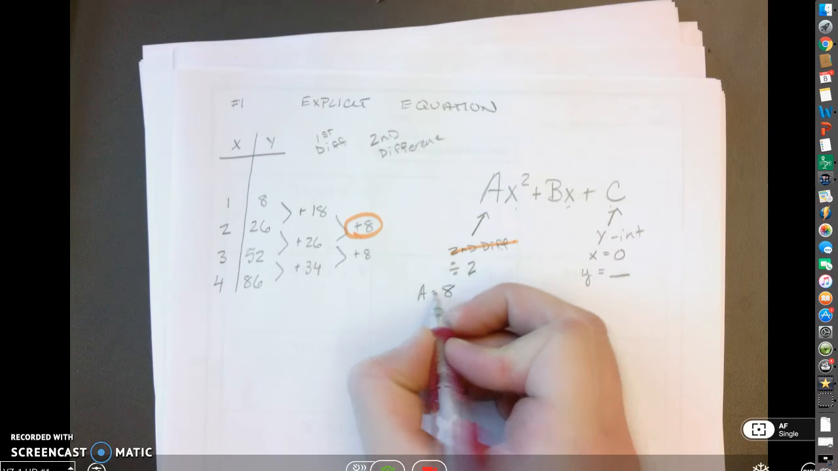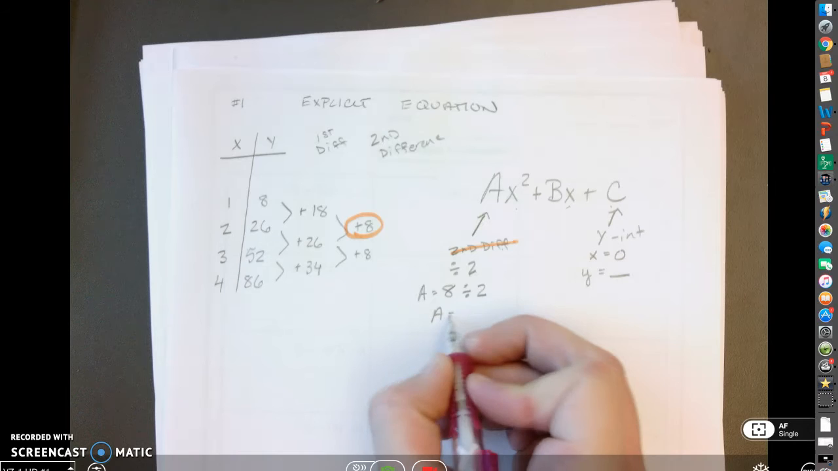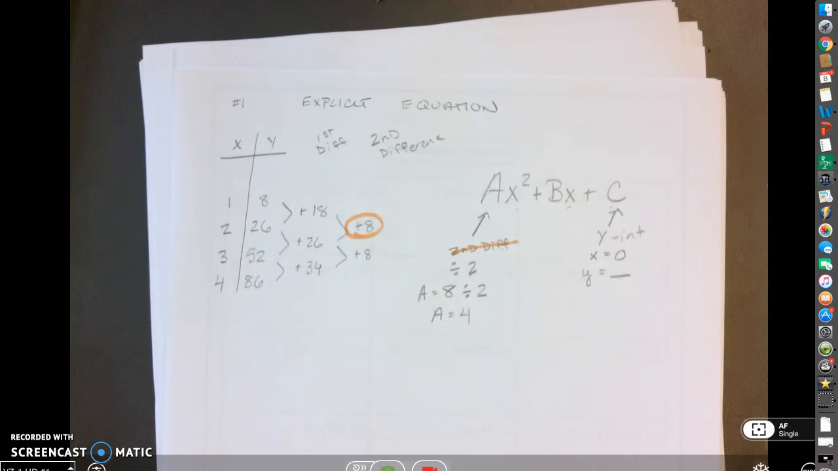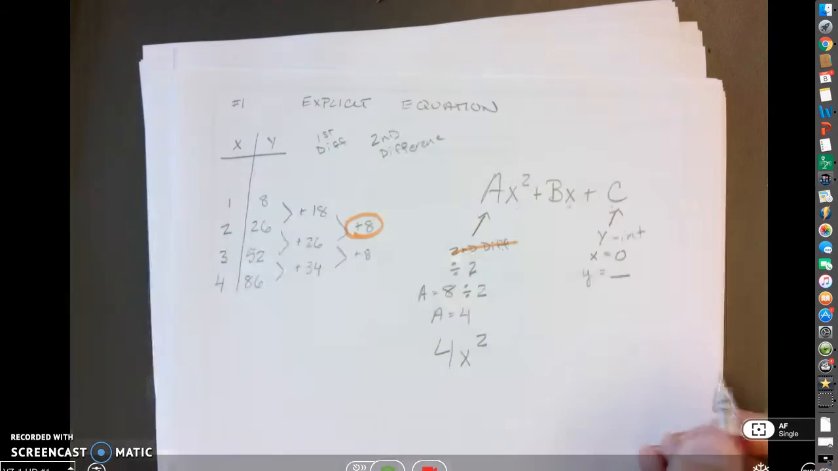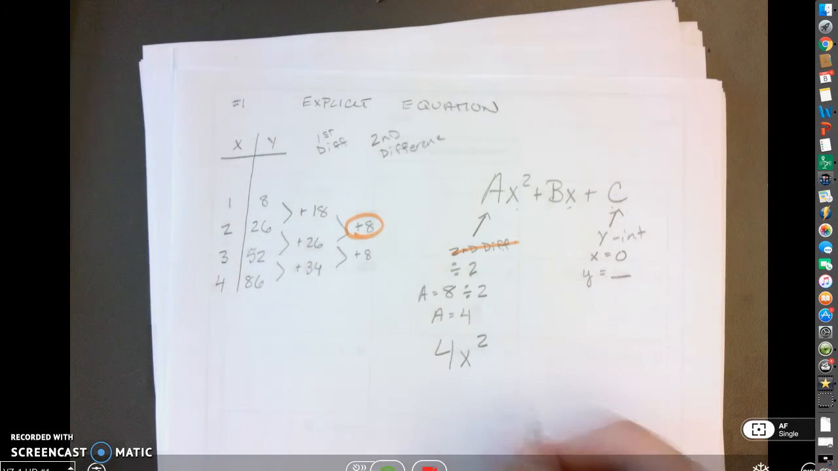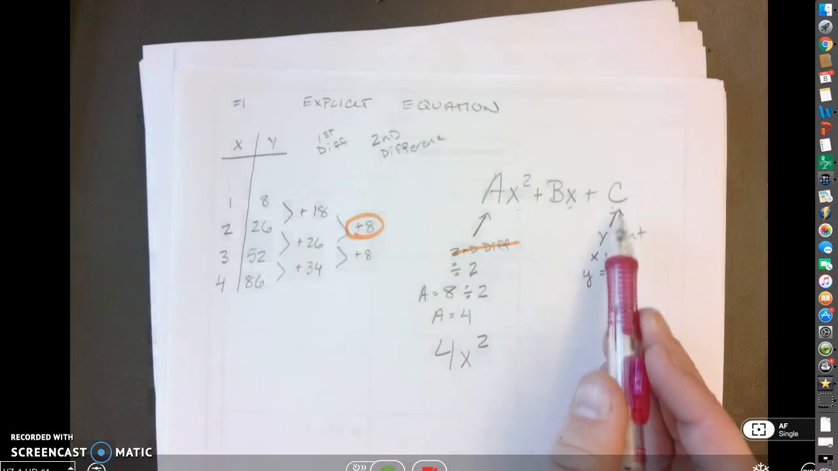I'm going to say a equals 8 because it's my second difference divided by 2. So a equals 4. Okay, so my equation so far is 4x squared. I'm sure of my a value. Now I need to know what my c value is.